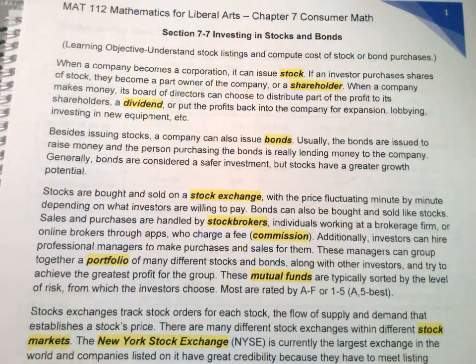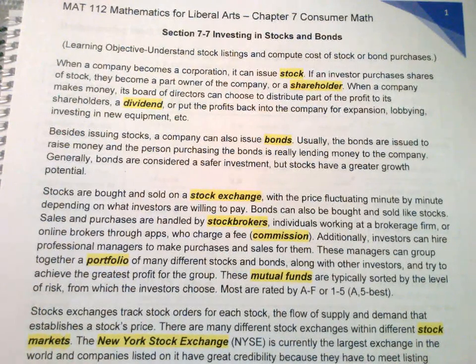Okay, so stocks are bought and sold on a stock exchange, with the price fluctuating minute by minute depending on what the investors are willing to pay. The bonds can also be bought and sold like stocks. Sales and purchases are handled by stockbrokers, individuals working in a brokerage firm or online brokers through apps, who charge a fee or commission. Additionally, investors can hire professional managers to make purchases and sales for them.